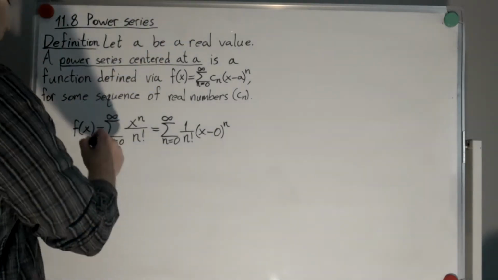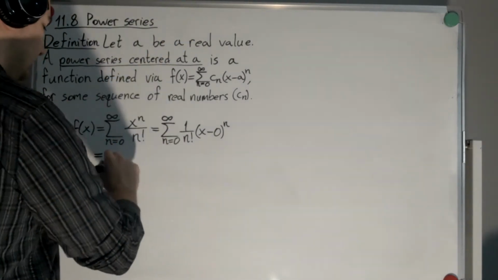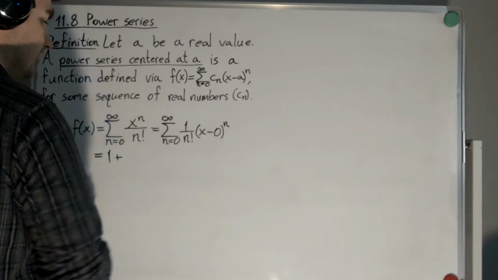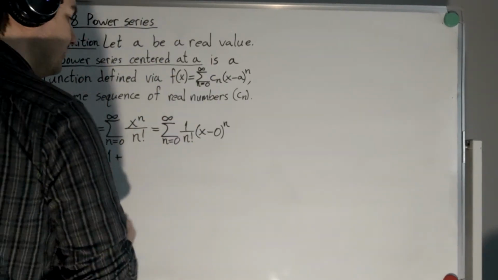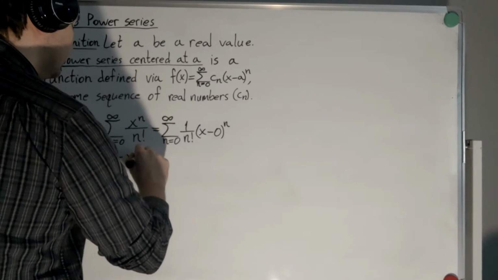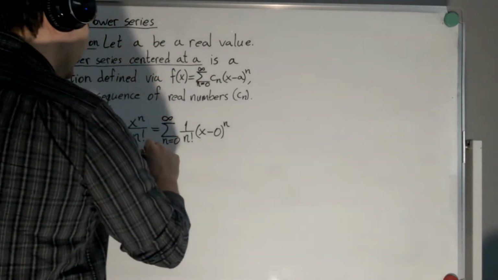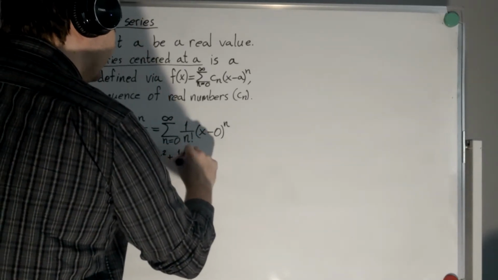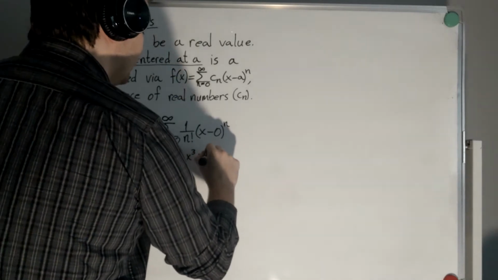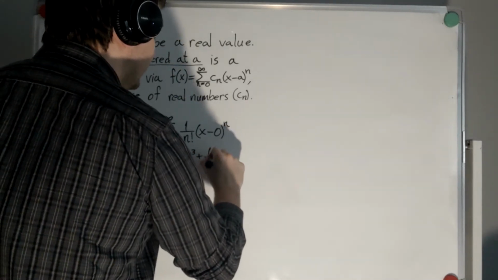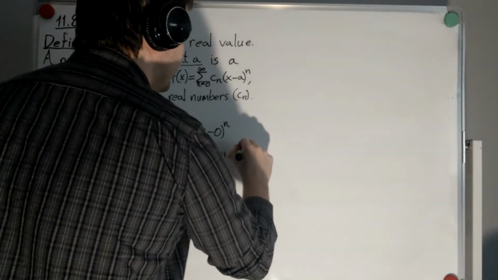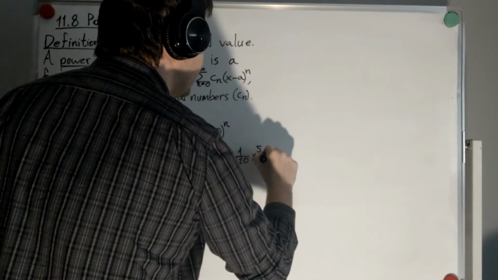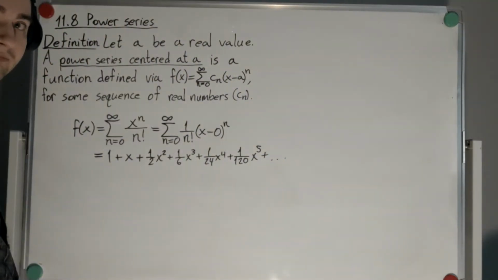Okay, so in other words, this is the sum. So it's 1 over 0 factorial, which is 1, times x to the 0, so that would be 1, plus 1 over 1 factorial, that would be 1, times x to the 1, which is just x, plus 1 over 2 factorial, that's 1 over 2, x squared, plus 1 over 3 factorial, that's 1 over 6 x cubed, plus 1 over 4 factorial, that's 1 over 24, x to the 4th, plus 1 over 5 factorial, that's 1 over 120, x to the 5th, plus dot, dot, dot.